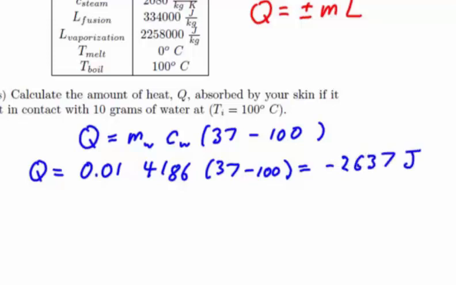This number represents the heat lost by the water, and assuming nothing went into the surroundings, the heat gained by the hand is the negative of this, which is positive 2637 joules.